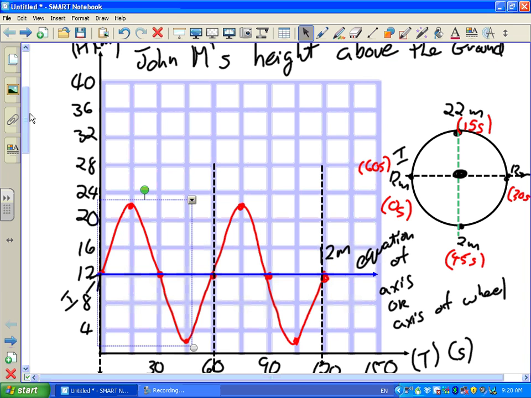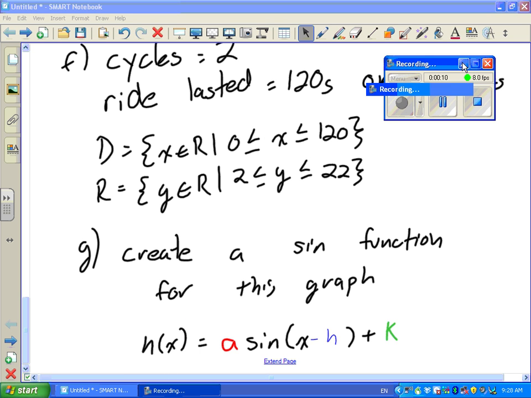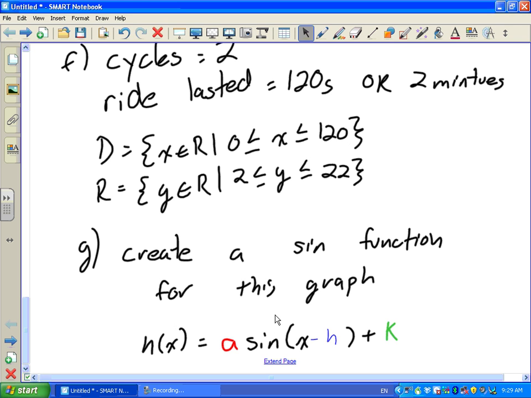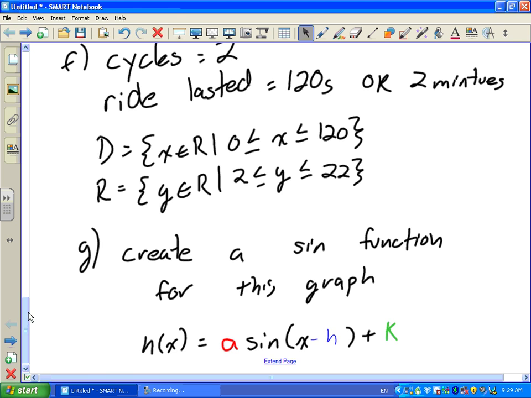I had asked you guys to try and make a sine function out of this. So like I said, I asked you to make a sine function out of this. Now, I'm going to let you in on a little secret. Technically, that was an unfair question.